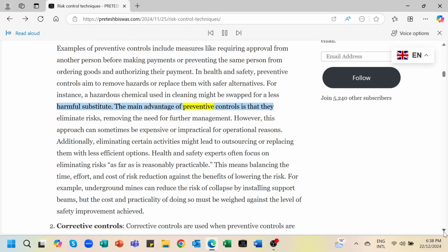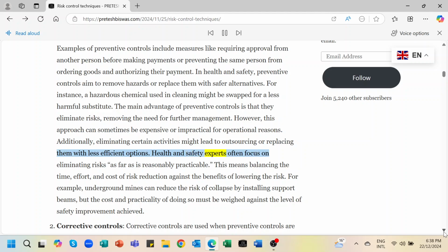The main advantage of preventive controls is that they eliminate risks, removing the need for further management. However, this approach can sometimes be expensive or impractical for operational reasons. Additionally, eliminating certain activities might lead to outsourcing or replacing them with less efficient options.